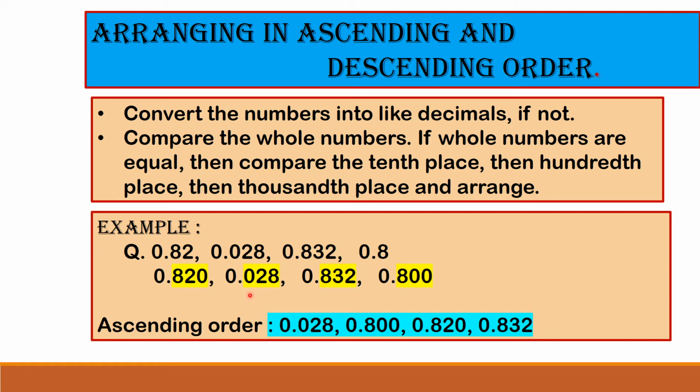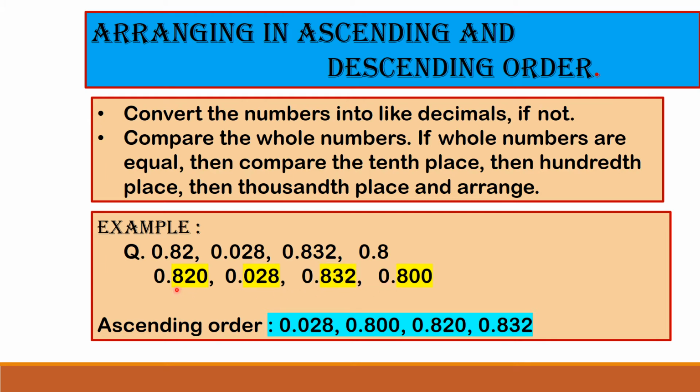8088. So the first number will be 0.028. And you can just underline it to show that you have done this number. Now, whatever numbers are left, you can just underline that this is done. Now what is left is 0.820, 0.820, 0.832 and 0.800.